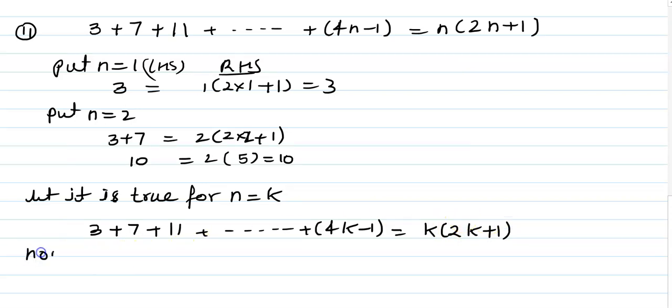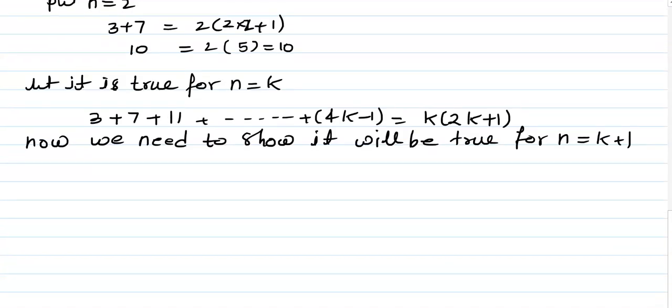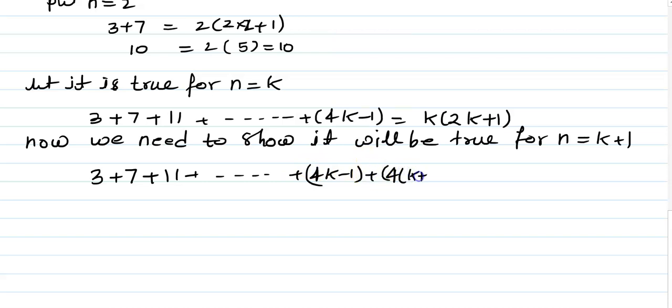Now we need to show it will be true for n equal to k plus 1. So let's write down k plus 1 here. So this is 4k minus 1. Next term we can add, so 3 plus 7 plus 11, so this is 4k minus 1, and one more term, replace k with k plus 1, so 4(k plus 1) minus 1.